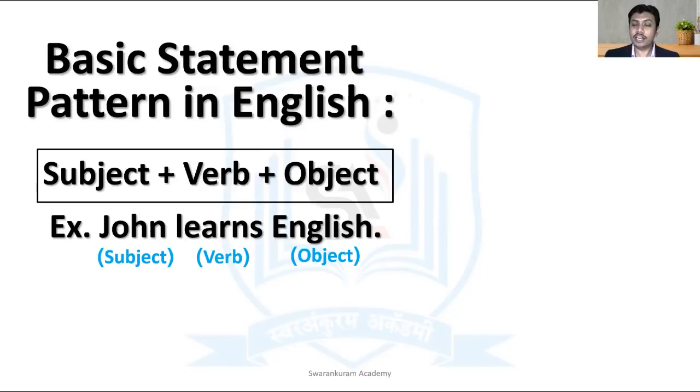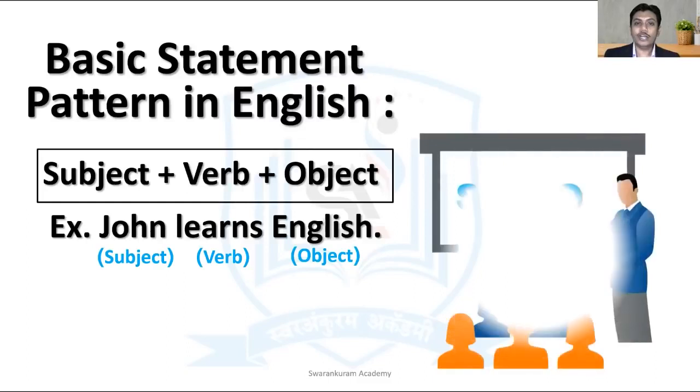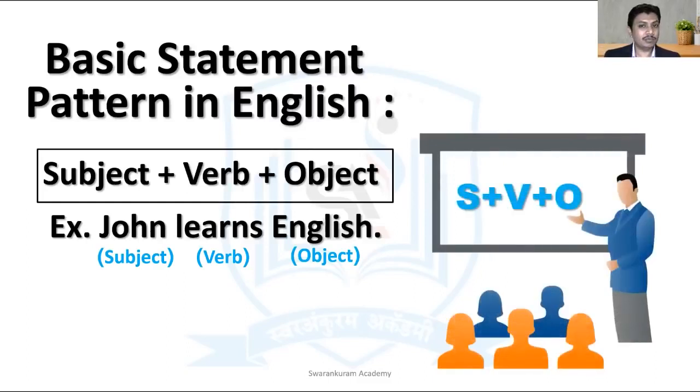We need to understand this very well: whenever we speak in English, we need a subject to begin the statement, and we need an object to end the statement. To make the statement meaningful, I also need the middle part, and that is nothing but the soul of the statement. That is called the verb. So in short: subject plus verb plus object. SVO. Simple thing. Let's go ahead.